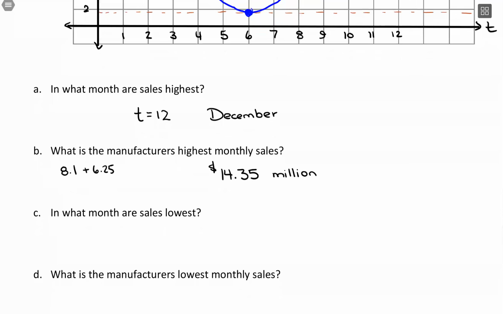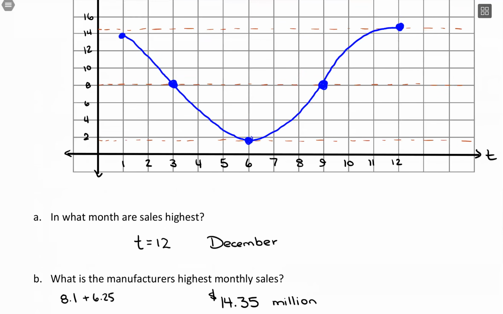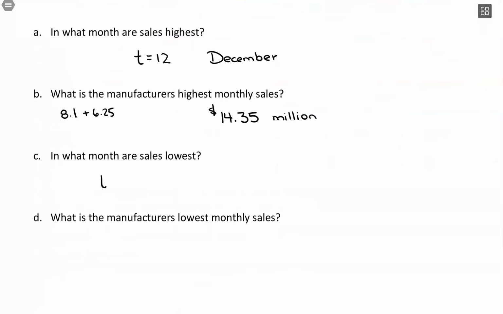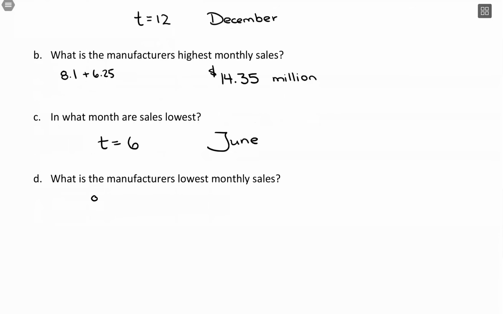In what month are sales the lowest? So when are we reaching that minimum value? And we can see that is happening in June, so t equals 6. And what is the manufacturer's lowest sales? So we could get that from the graph, or that 8.1 minus 6.25, which was 1.85. And that would be $1 million.